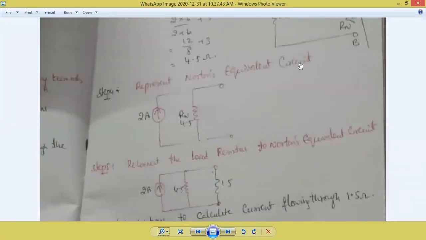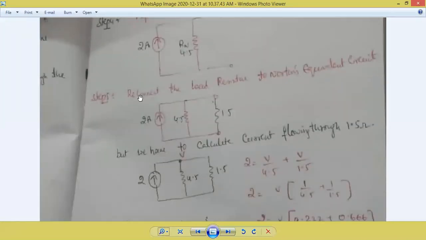For both Thevenin's and Norton's, step 4 is what? Represent Norton's equivalent circuit. For Thevenin's, it is represent Thevenin's equivalent circuit. Now, what is Norton's equivalent circuit? Anyone tell me? A current source with a parallel resistor. We got the values and kept the values here. And what is step 5? Very important: reconnect the load resistor to Norton's equivalent circuit.